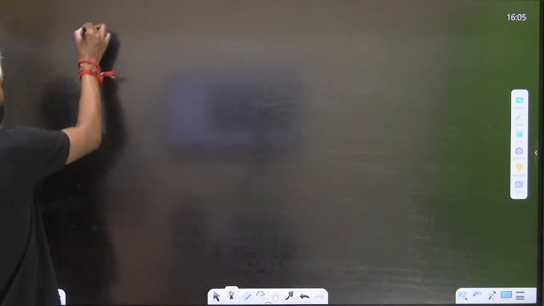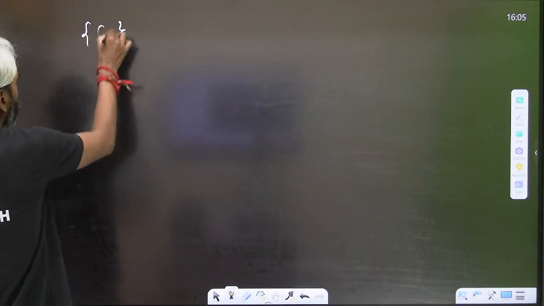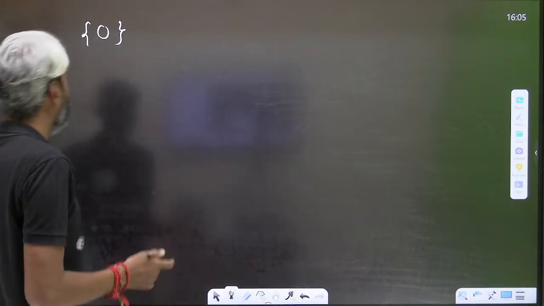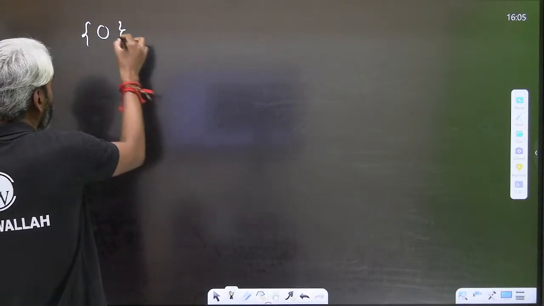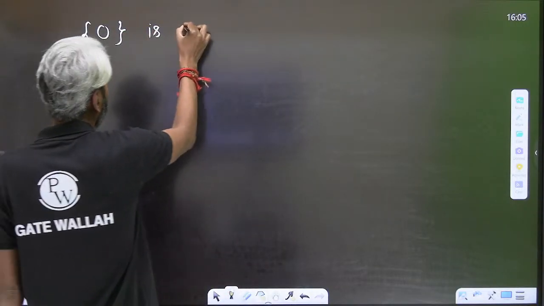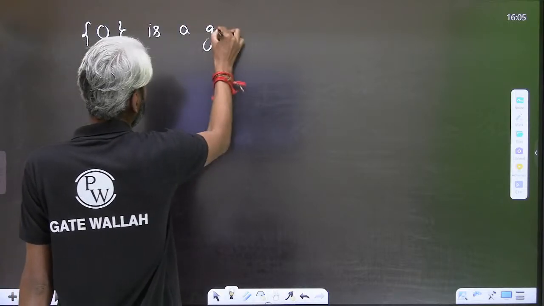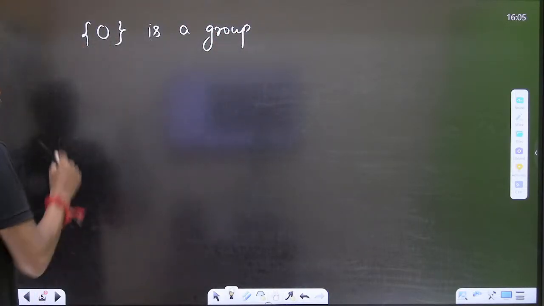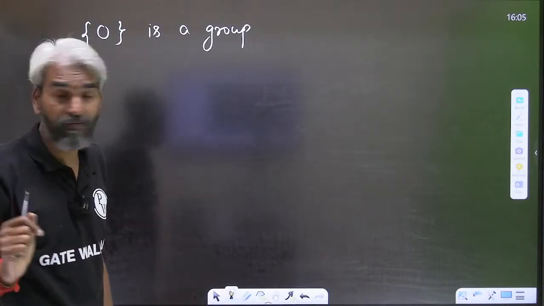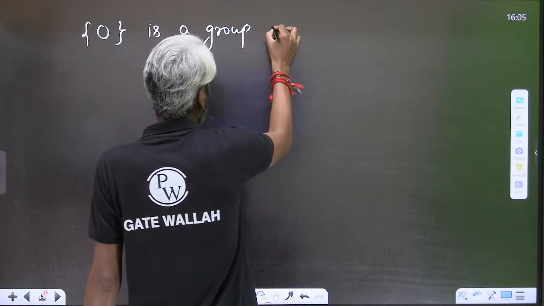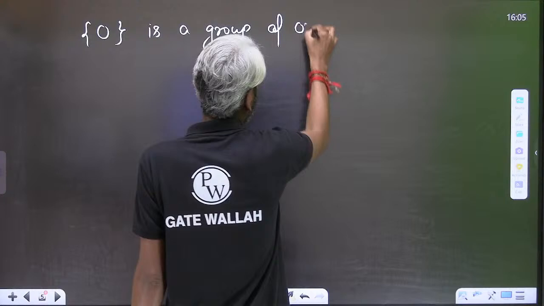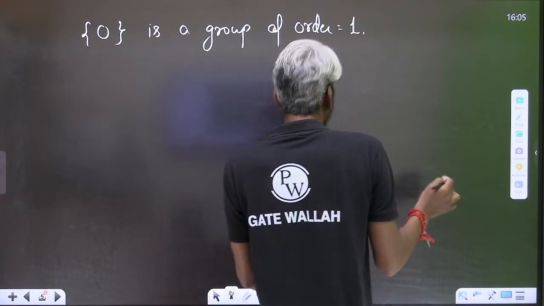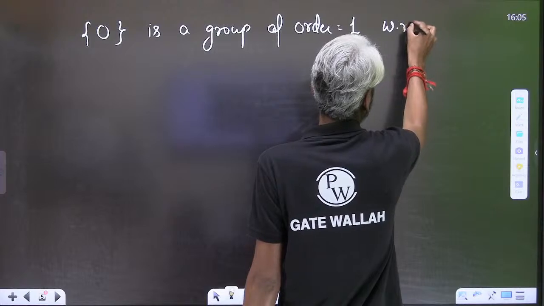So please try to understand, if I take a set containing element 0, then this is a group. Now, how many elements are there in this set? Sir, only one element. Therefore, what will be the order of the set? Sir, it is a group of order 1 with respect to addition.